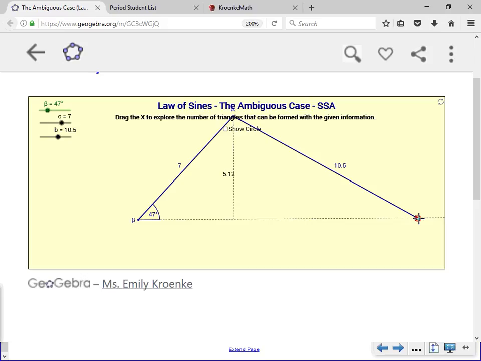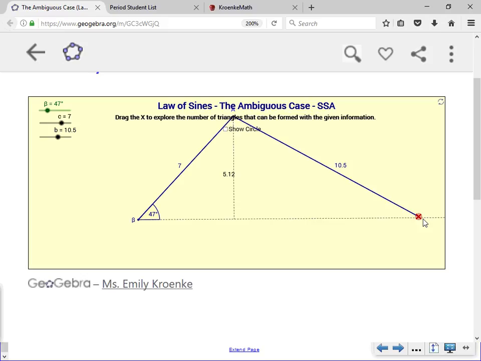Now, I technically should be able to move this side all over, but over here, I'm not going to be able to create the same triangle because angle B wouldn't be 47 degrees. It would be on the other side, and it would be something larger than 47. So in this case, I really only have one triangle that I could make, and that's to put that red X right there on that dotted line.